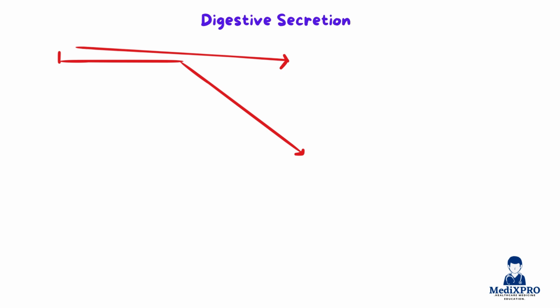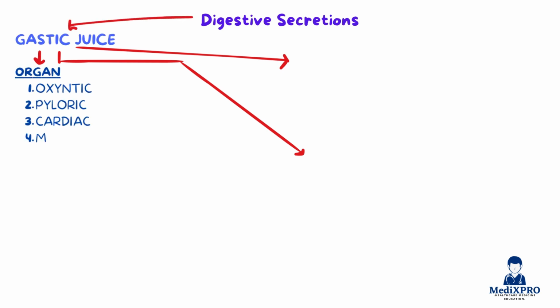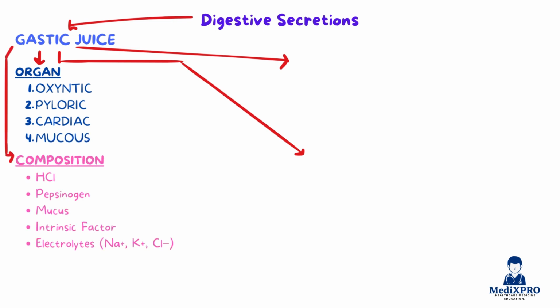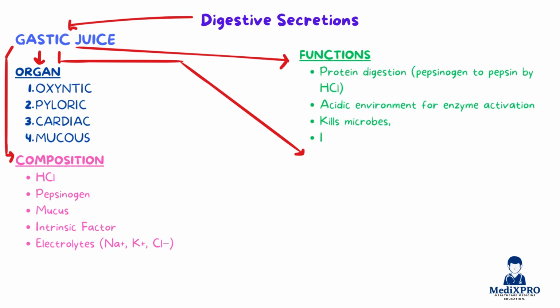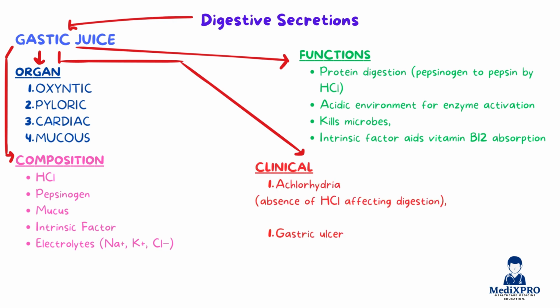Moving on to gastric juice, secreted by oxyntic, pyloric, cardiac, and mucous glands, it contains HCl, pepsinogen, mucus, intrinsic factor, and electrolytes. HCl activates pepsinogen into pepsin to digest proteins, kills microbes, and intrinsic factor helps absorb vitamin B12. Clinical conditions include achlorhydria and gastric ulcers.